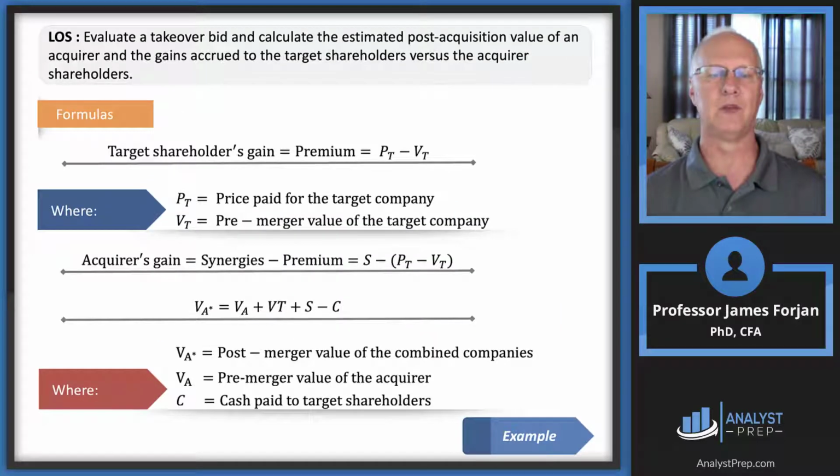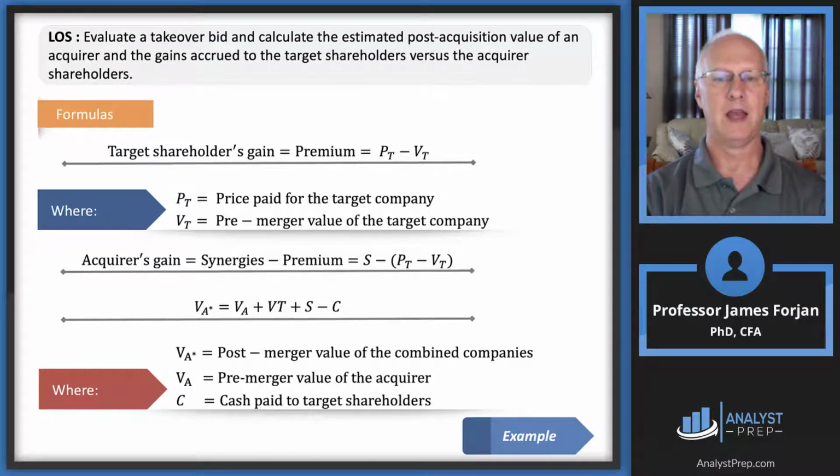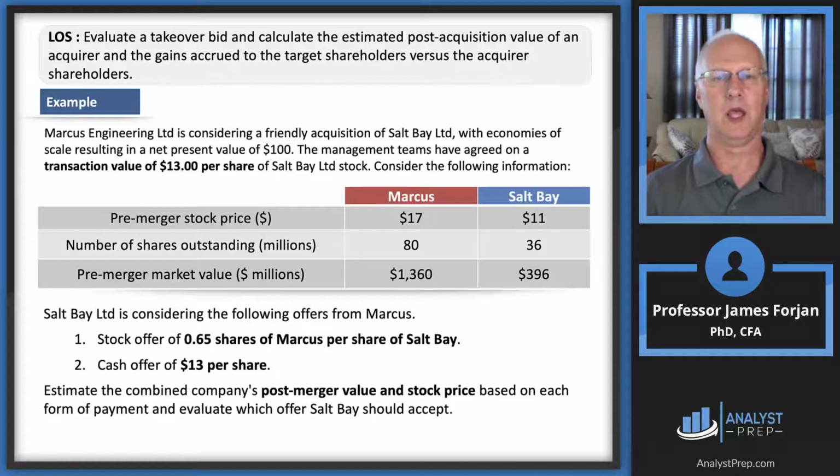So we'll go ahead and use some super simple formulas here where we're going to compute things like the target shareholders' gain and the acquirer's gain. So this makes perfect sense. Why don't we work through a quick example here?